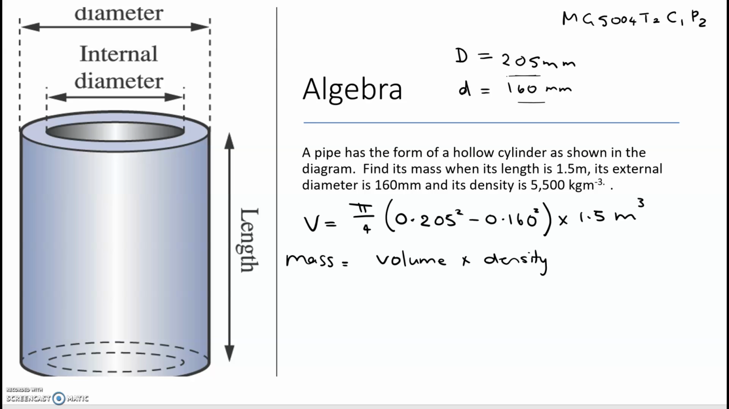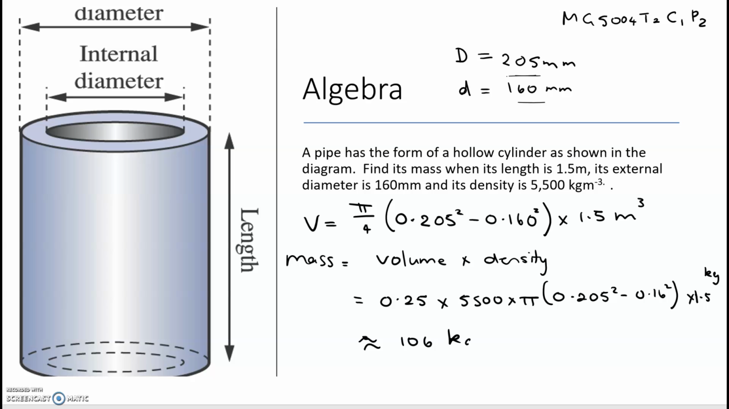And what we find is that the meters cubed all cancel out. So the mass is equal to 0.25, so that's where the quarter's gone, times 5500 times pi, times the difference in the diameters, times 1.5, and that's now in kilograms, and doing the arithmetic on your calculator, approximately 106.